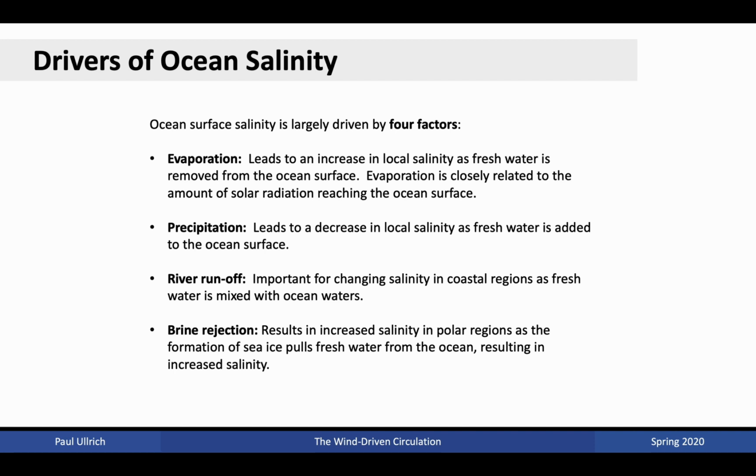of these continental rivers. The fourth mechanism is through brine rejection, which is a common mechanism that occurs in the polar regions. As seawater solidifies, that is, as the liquid turns into ice, it rejects salt in the process. That is, the fresh water turns into ice, but leaving salt behind. Consequently, the formation of sea ice pulls fresh water from the ocean, driving up the concentration of salts in the local ocean waters. Consequently, when sea ice is forming, the liquid ocean tends to become more saline.